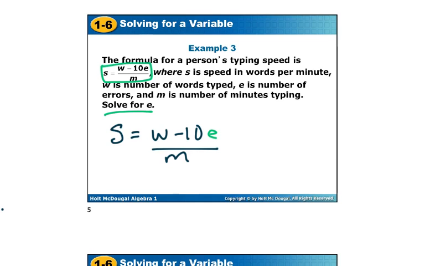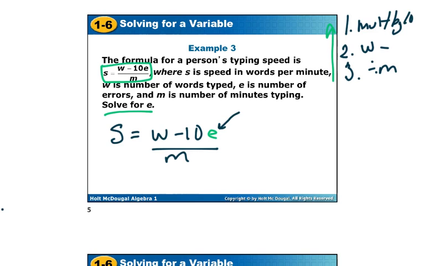Officially, I'm going to do that set of steps where we identify what's happening to e. For instance, let's say I put in a 4 for e. I would take that and multiply by 10 first. Then I would do something with the w minus, and then I would do something with dividing by m. So what we're going to do is all of this backwards, because again, we're solving.